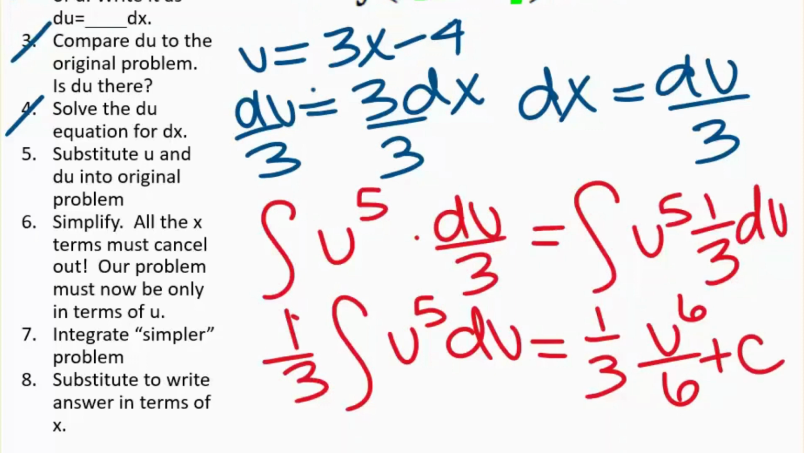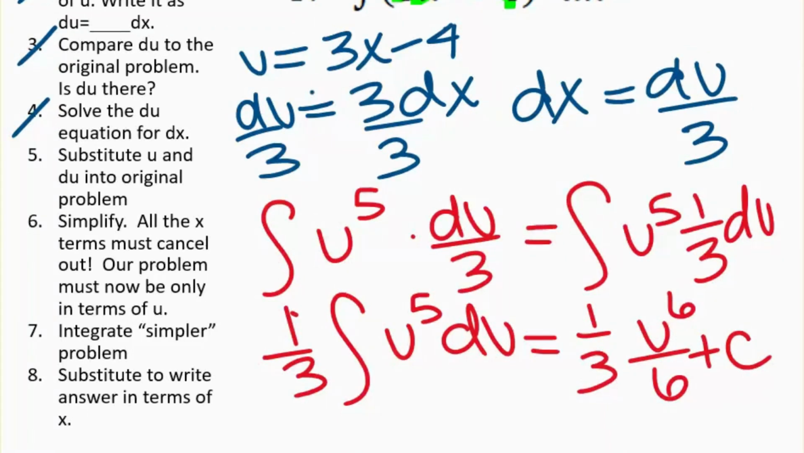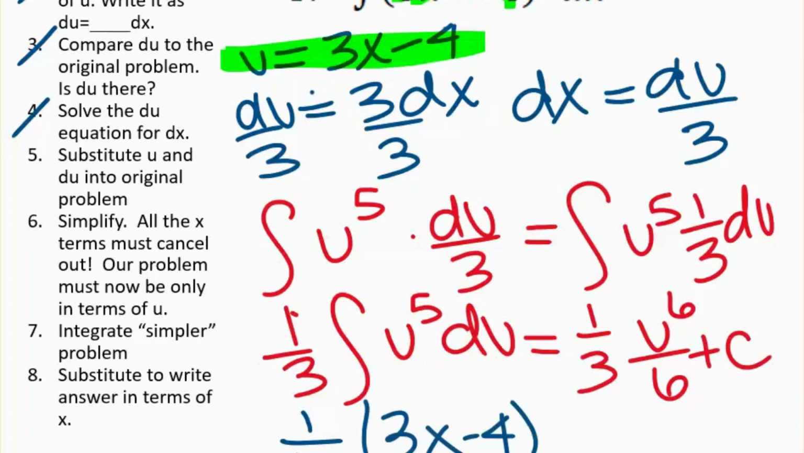Now we want our answer in terms of x. I'm going to start by multiplying the 1/3 and the divided by 6. So that gives me 1/18 times u to the 6th. Well, remember, way back at the beginning of our problem, we defined u as 3x minus 4. So I substitute 3x minus 4 in for u. That is to the 6th power, and then plus c.